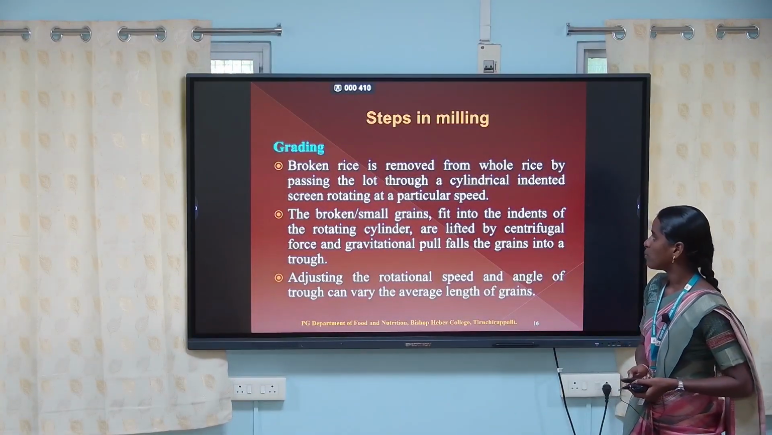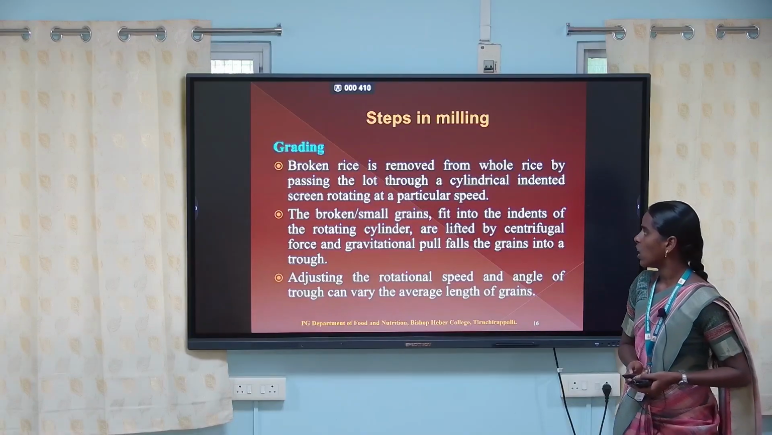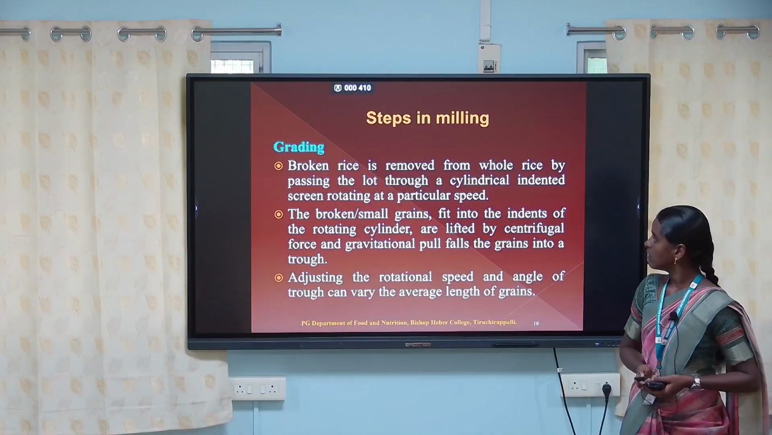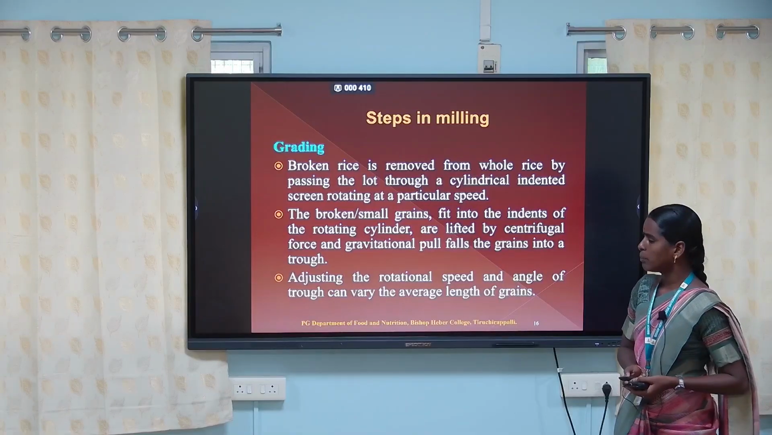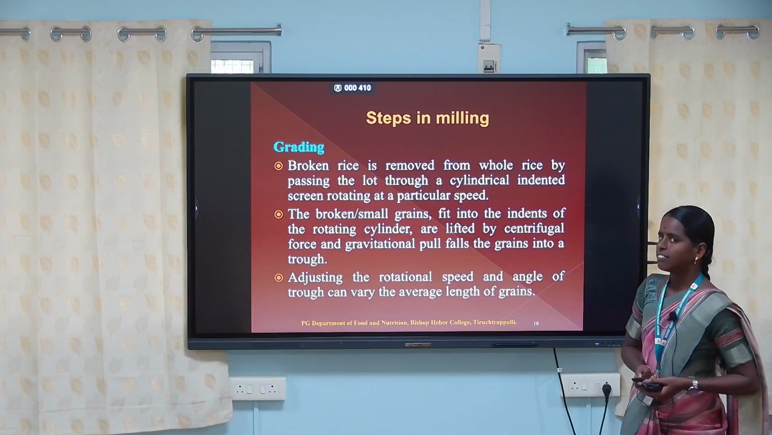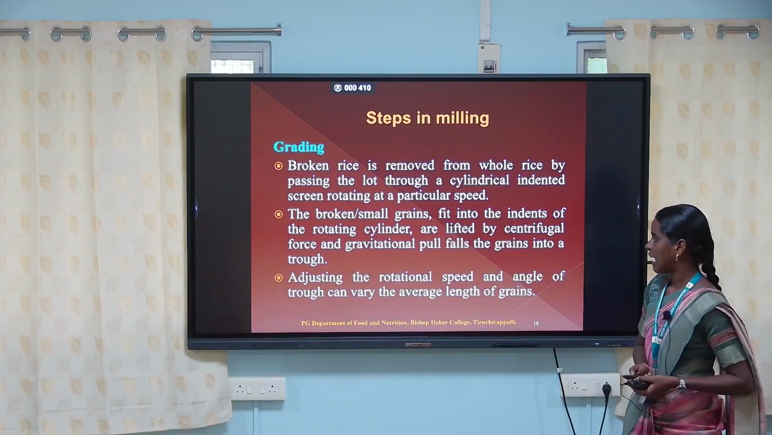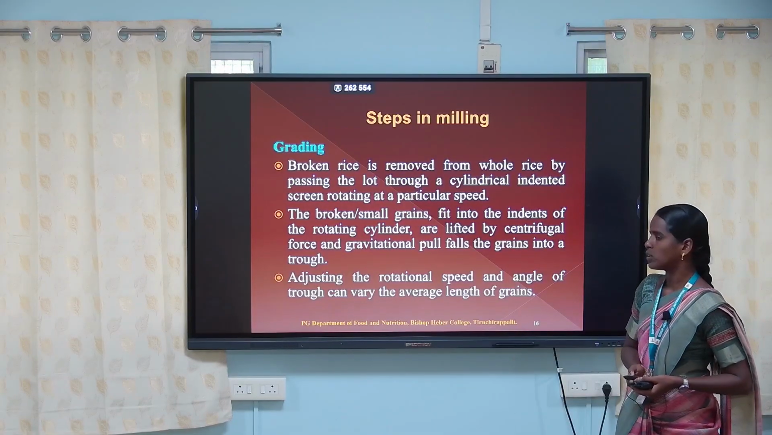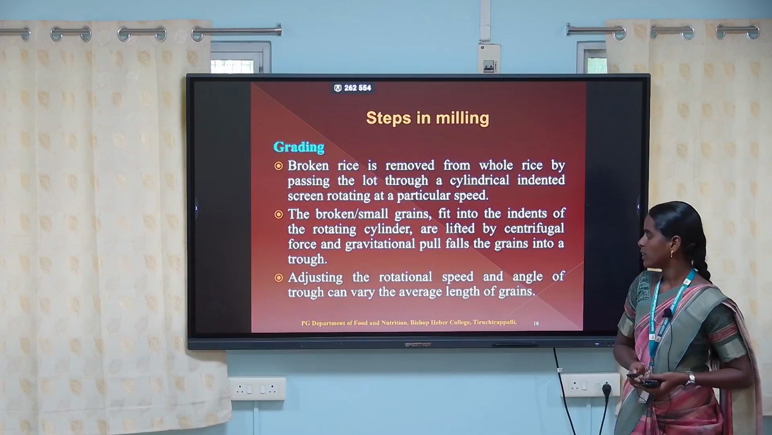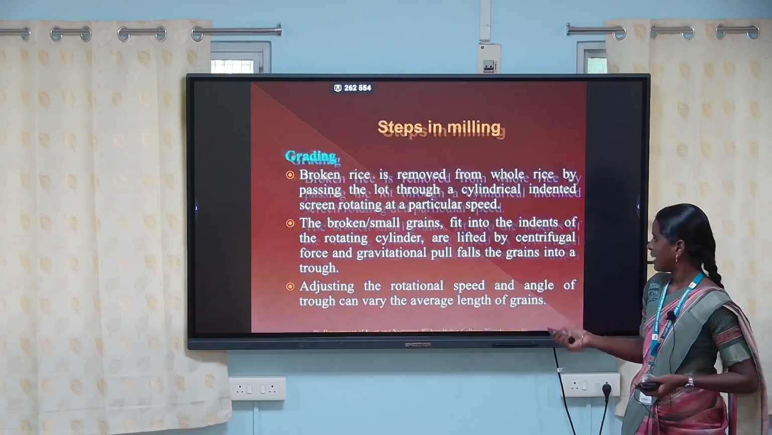Broken rice is removed from whole rice by passing a lot through a cylindrical indented screen rotating at a particular speed. The broken or small grains fitted to the indents of the rotating cylinder are lifted by centrifugal force, and the gravitational pull drops the grain into a trough. Adjusting the rotational speed and angle of the trough can vary the average length of grains.